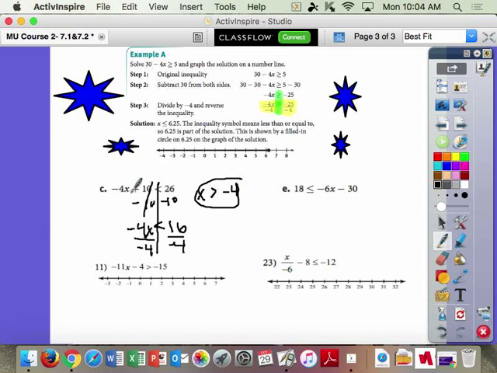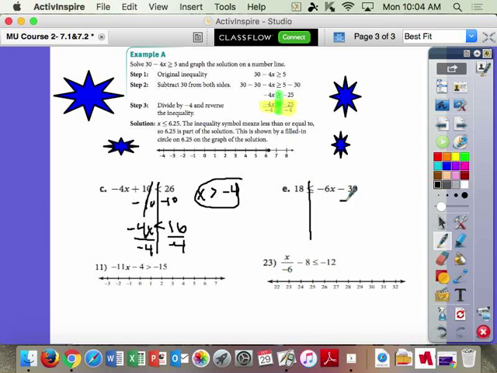And you can double check this when you put a number in. So, like in this one, x has got to be greater than negative 4. So if I put in 1, it makes this inequality true. Whereas if I put in a number like negative 16, that wouldn't make the inequality true, which is why the sign had to change. Okay?